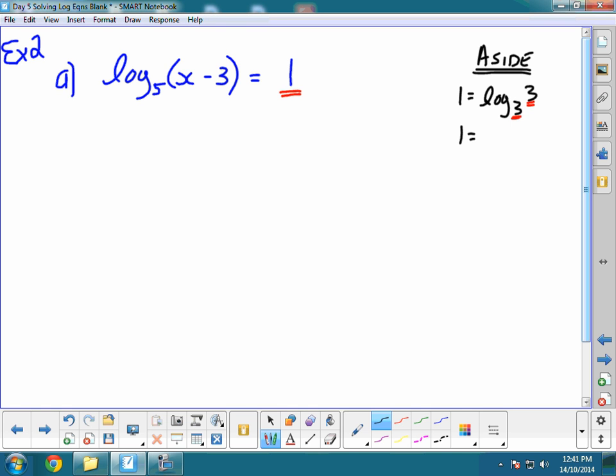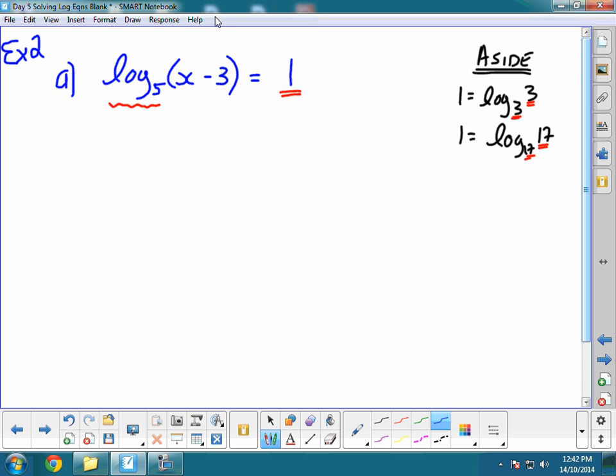Another way you could express 1 would be like log 17 base 17. Again, what exponent do you put on 17 to get 17? Well, 17 to the power of 1. So you can express 1 as all sorts of different logs. In this particular case, do you think we're going to use log 17 base 17? Probably not. Log 3 base 3? Probably not. What we're going to want to do is find the one with the same log as over here.